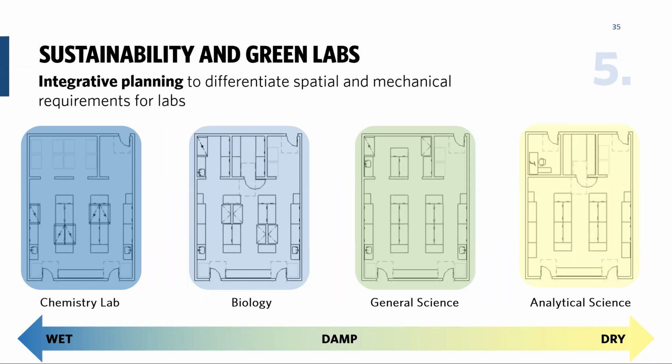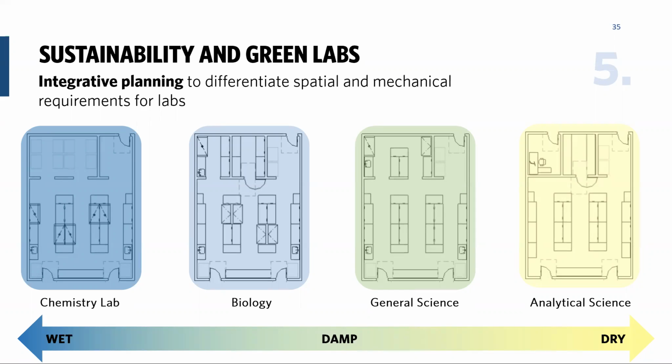So the chemistry and biology labs are becoming more and more automated. Therefore, they are less energy intensive. And there is this spectrum of lab spaces in terms of intensity and energy use. So the chemistry lab with highest intensity is on one side, and we have this other kind of general science and analytical science kinds of labs that are on the dry side of the spectrum.